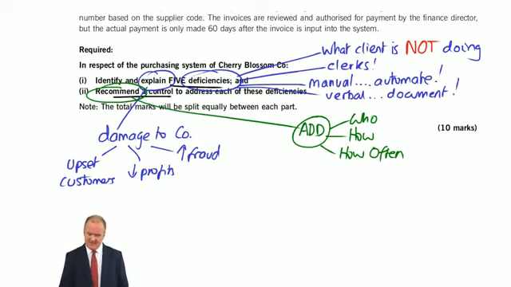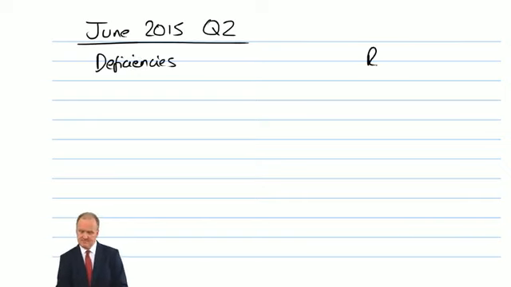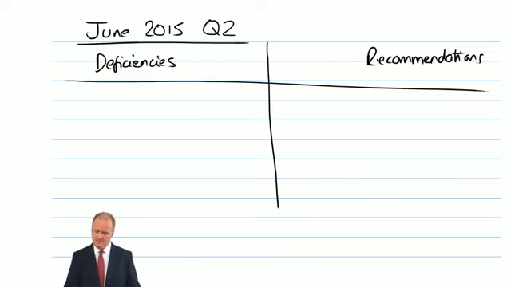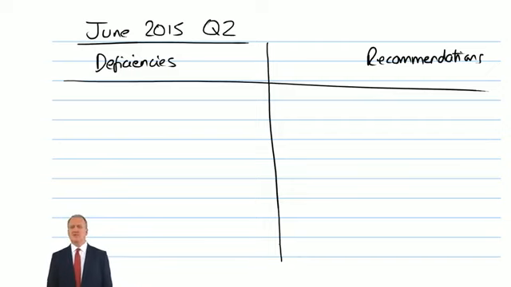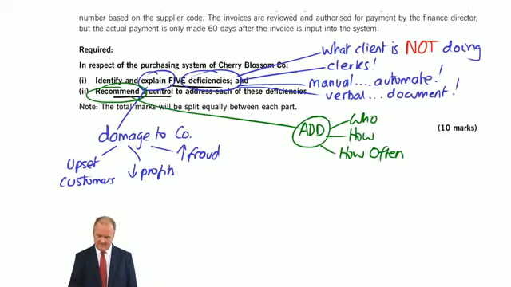We need 5 deficiencies and we need 5 recommendations. So as so often we do on this course, this paper, I put the deficiencies on one side, the recommendations on the other side. And if we find more than 5 deficiencies, I will, as always, choose the 5 I think are easiest to explain and for which I can come up with a sensible recommendation. So let's go through the story and see what we can find. Whoops, not that one though. That one.